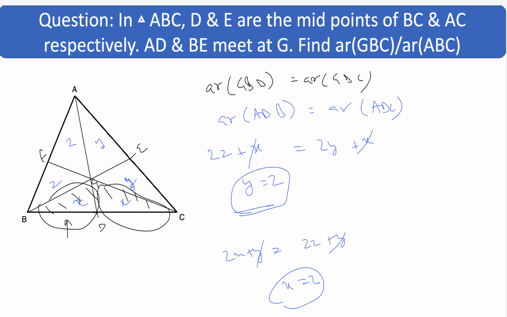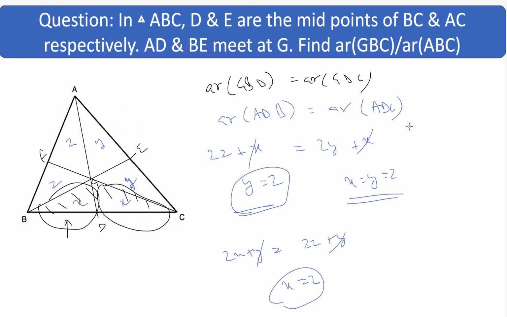Okay. That means all of these areas are equal, X, Y, Z. All of these areas are equal, 1/6 of the triangle. Okay. 1, 2, 3, 4, 5, 6 triangles. So now there are six equal parts. This GBC has two parts out of that.